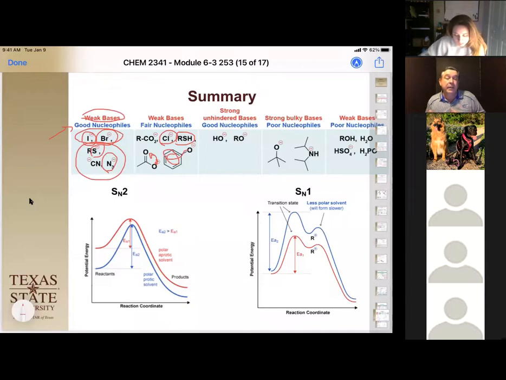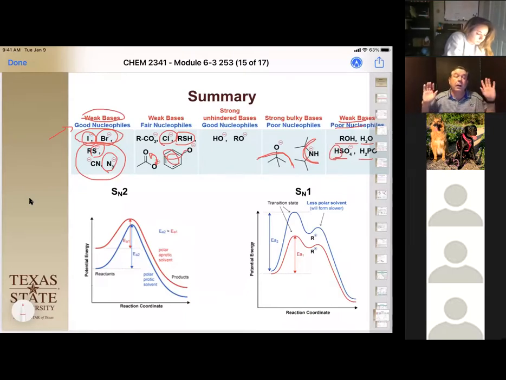Now let's go to strong bases, but because of sterics, we have a whole bunch of stuff around here. Because of sterics, it cannot act as a nucleophile. It's still a very strong base, but it can't act as a nucleophile. So then we go to weak bases and poor nucleophiles. Whenever we see a weak base or a poor nucleophile, so hydrogen sulfate right here, or actually that's not phosphoric acid, that's phosphate.